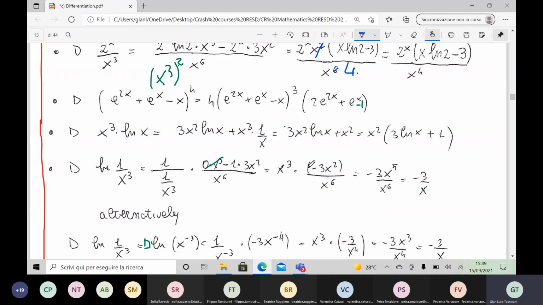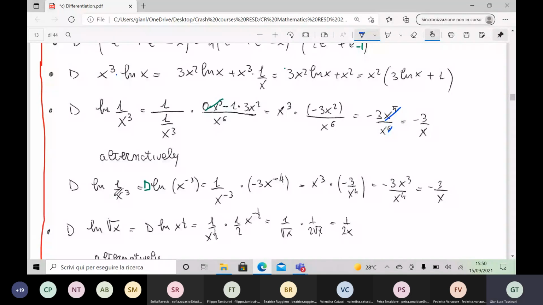Can you do something else? Yes, you can simplify, or as I did here, first I multiplied this with this, so minus 3x to the power 5 over x to the power 6. Then you can simplify, and you get minus 3 over x. Here I provided also an alternative way to solve this derivative.